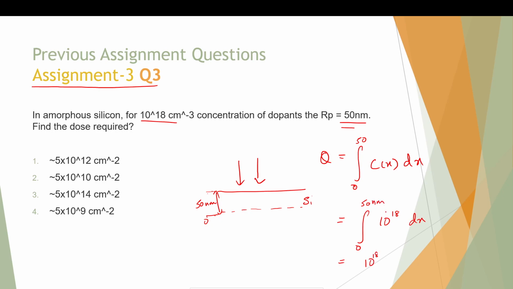So this is 50 nanometer. It will be 50 into 10 power minus 7, since the concentration is per centimeter cube, to ensure that our answer is also in centimeters. So this will come out to be 5 into 10 power 18 minus 6, so 10 power 12, per centimeter square. Is that okay? Okay, yeah, thanks.